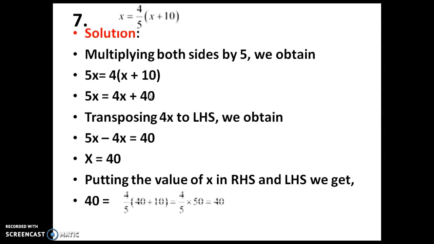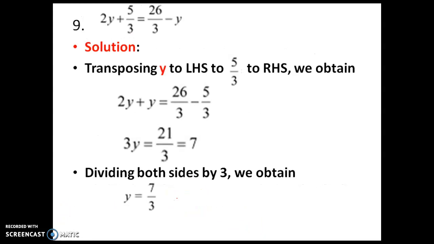That is LHS. Okay, 40 equal to 4 by 5 into (x value 40 plus 10). Okay, so 40 plus 10 is 50. Okay, 50 is here, 5 is there. So 5 tens are 50. So you will get 10 here. Okay, if you want, I'll write here. So 4 into 10 is 40. So already we are having LHS 40 and RHS also we got 40. So LHS is equal to RHS.